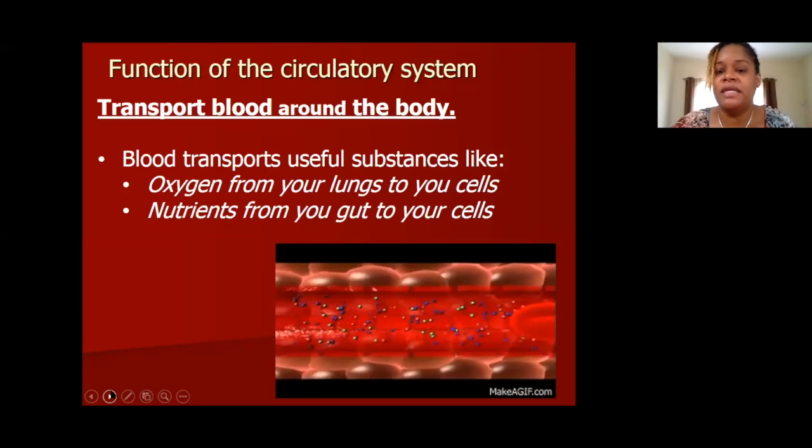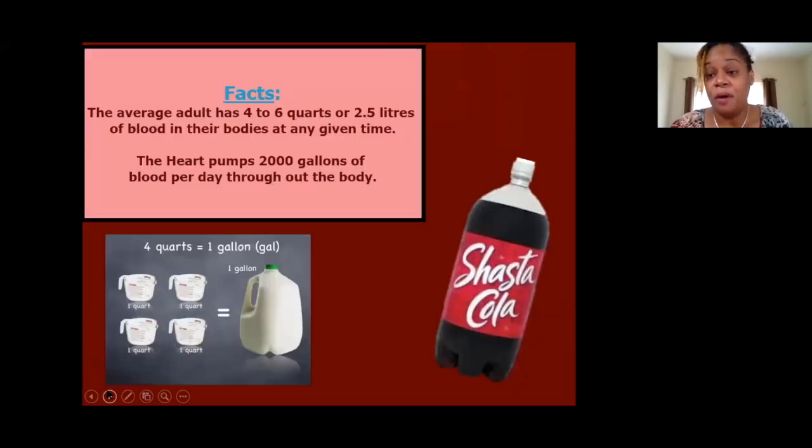carry out their function. So, when we talk about blood, the average adult person has 4 to 6 quarts of blood, or 2.5 liters of blood, circulating in their body at any given time. Now, in primary school, you would have learned that 4 quarts is equal to 1 gallon. So we're saying that your body has essentially 6 quarts, or 1.5 gallons of blood, or if we're looking at the metric system, 2.5 liters of blood at any given time, circulating in your blood vessels in this closed system.